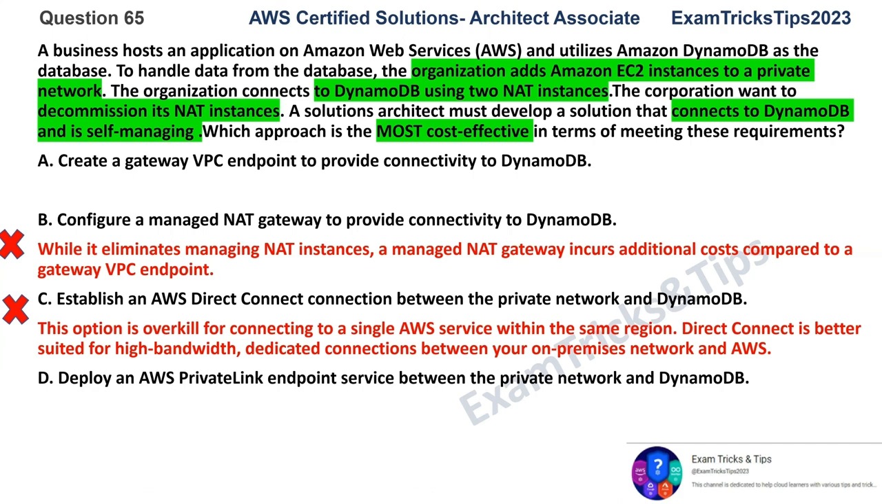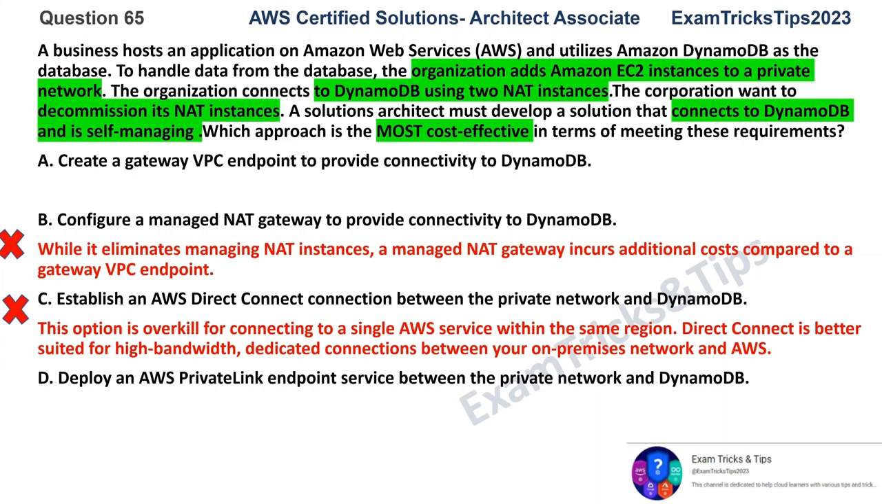We rule that out. And the last one is option D. I think this one is also incorrect. This is making use of PrivateLink endpoint services between private network and DynamoDB. Will this work? This is designed for services you host within your VPC and want to share privately with other accounts. So this is inter-account conversation. If you want to do that, then it is used. It is a very unnecessary solution, again, like option C, for connecting native AWS services like DynamoDB. So it's not the right purpose of this solution.